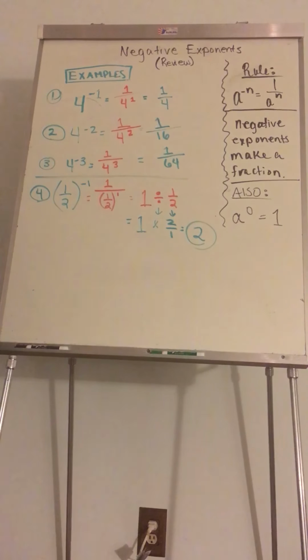Now, to think about this logically, if I take 1 divided by 1/2, how many times does 1/2 go into 1? Well, it goes into 1 2 times, because you have to have 2 halves to make a whole. So logically, when I say it that way, it makes sense too. Let's move on to a slightly bigger number.